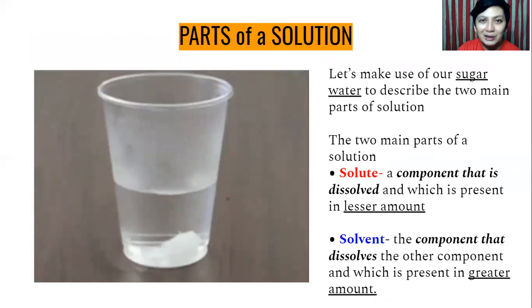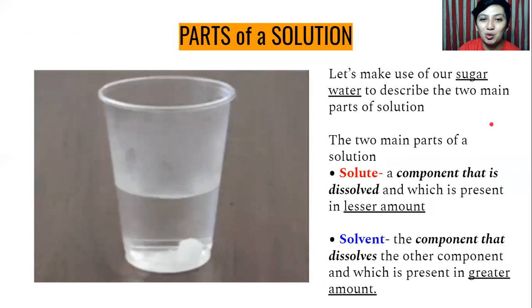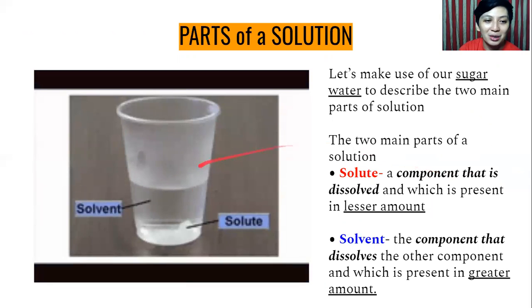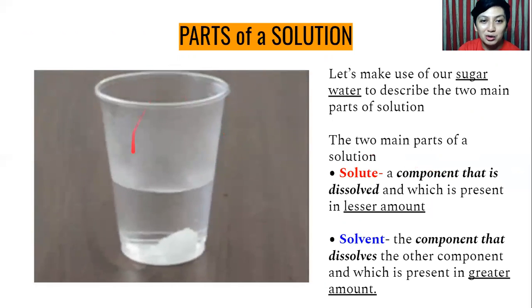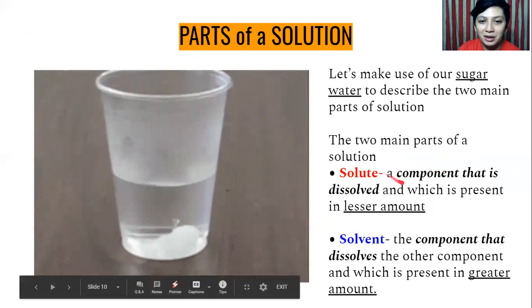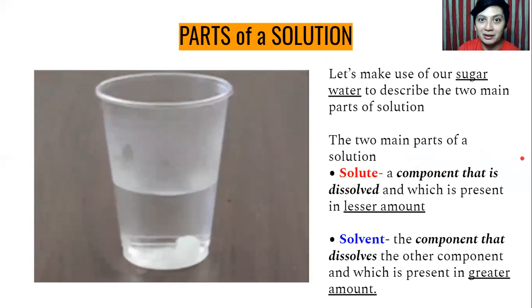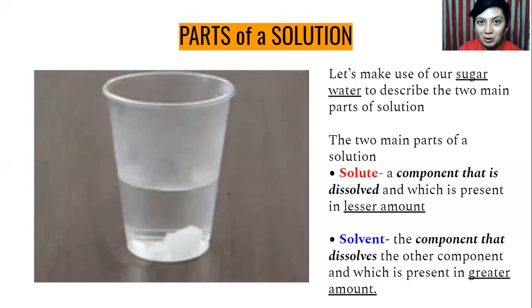And there are different parts of solution, by the way. So let's make use of our sugar water to describe the two main parts of solution. So we have here the GIF or a bit of video here so that you will be able to see what are those parts. So the two main parts of solutions are solute. The first one is solute. So solute is a component that is dissolved and which is present in lesser amount.